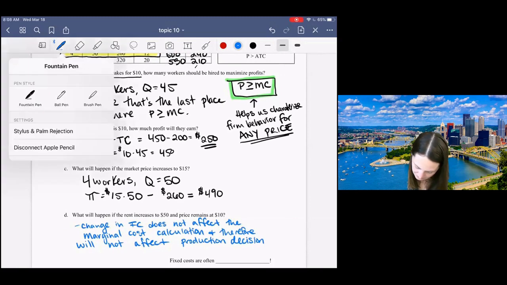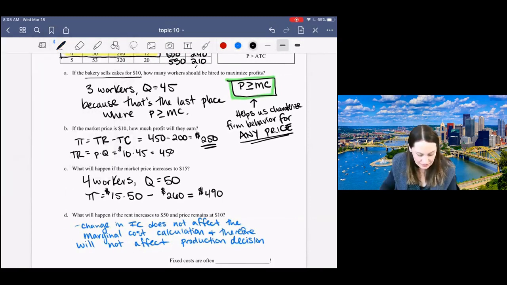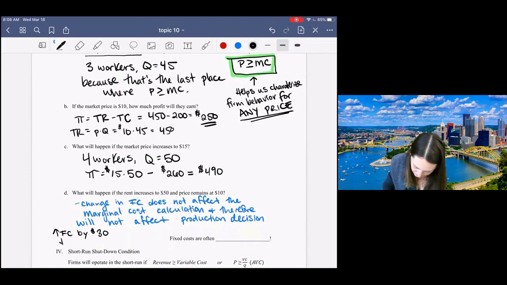So if the price was $10 and our fixed cost has increased from 20 to 50, that's an increase of $30. That will decrease profit by $30. It's going to affect your profit, but it does not affect your profit maximizing production decision. You're still going to hire 3 workers. You're still going to make 45 cakes. You're just going to earn $30 less because your costs went up.